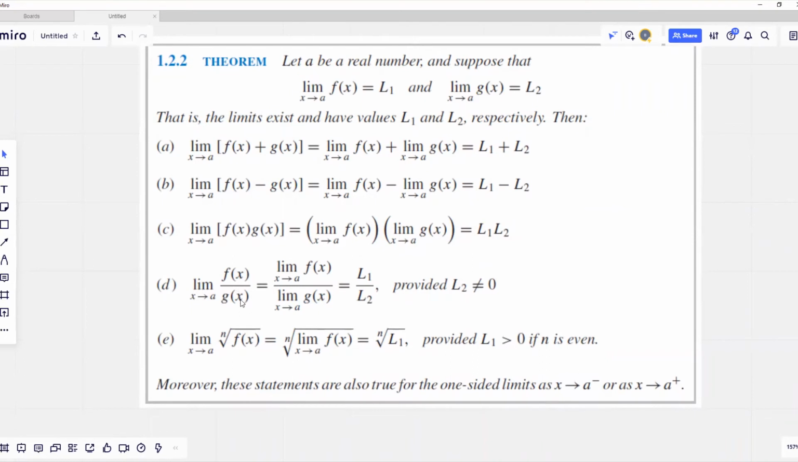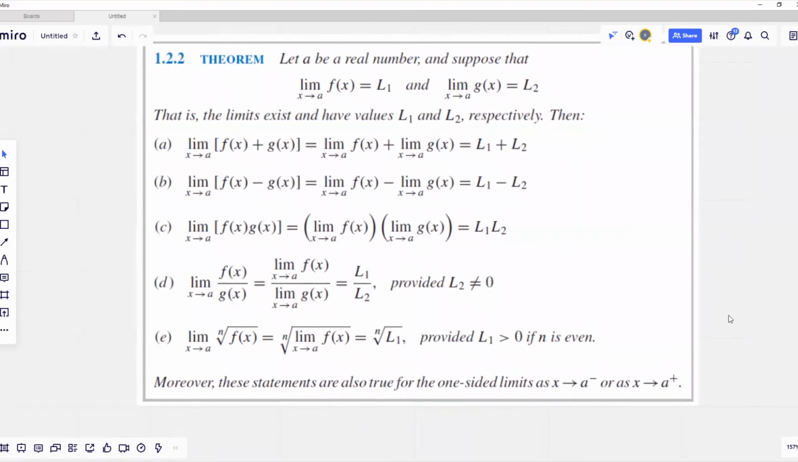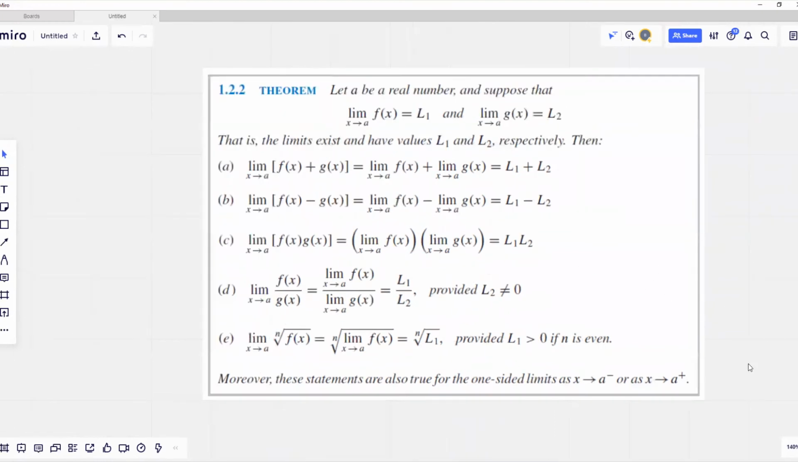Limit of a ratio of these two functions is equal to the ratio of limits and is equal to L1 over L2 as long as L2 is not equal to 0. And a limit of nth root of f of x is equal to nth root of limit of f of x and is equal to nth root of L1, assuming that L1 is positive when n is even. And obviously, these all are going to work well for one-sided limits if they work for two-sided limits.